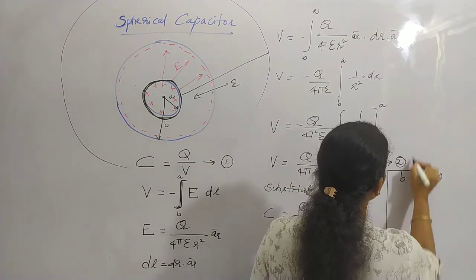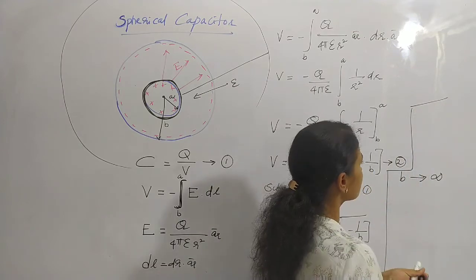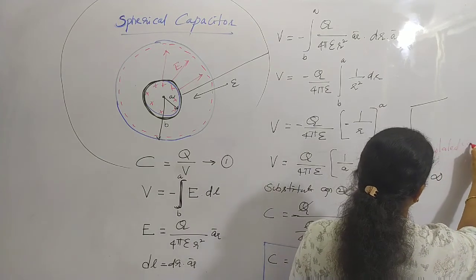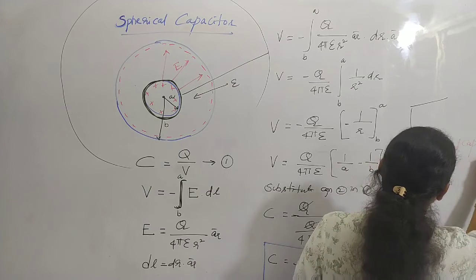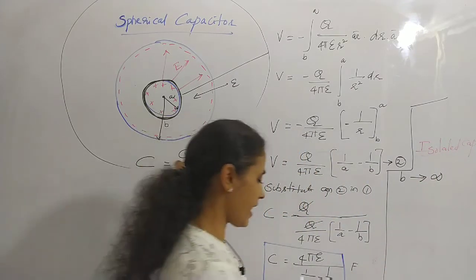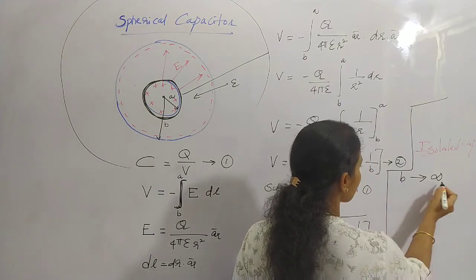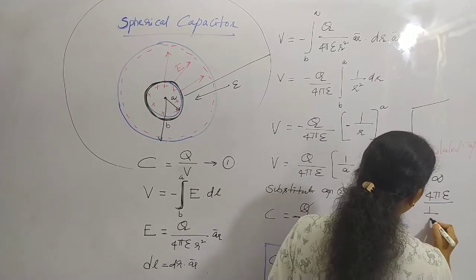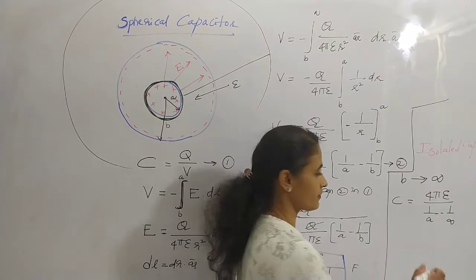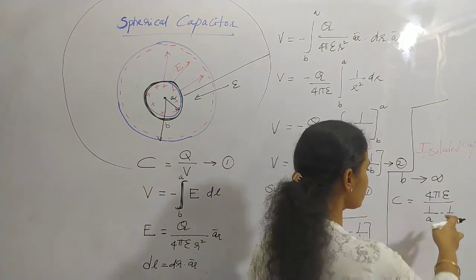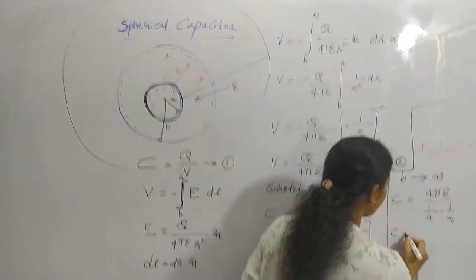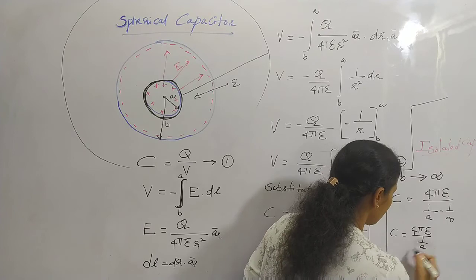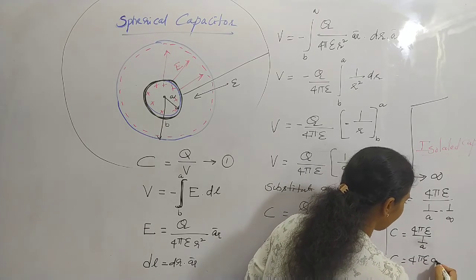So for the isolated capacitor, the second sphere has a radius of infinity. The capacitance C is given by 4 pi epsilon by 1 by A minus 1 by B, where B approaches infinity. 1 by infinity is 0, so C is given by 4 pi epsilon by 1 by A. So C is given by 4 pi epsilon A farads.